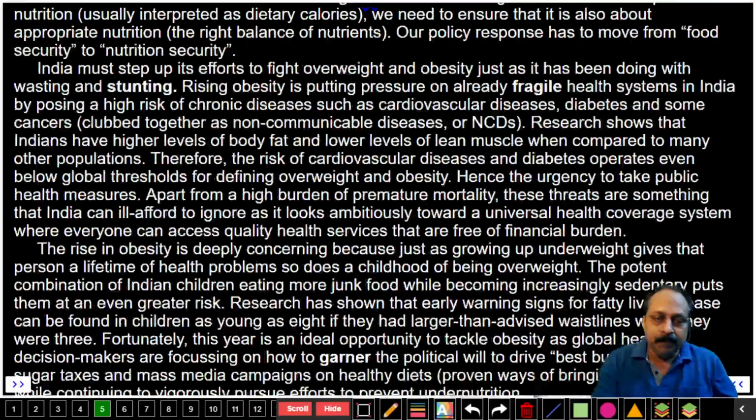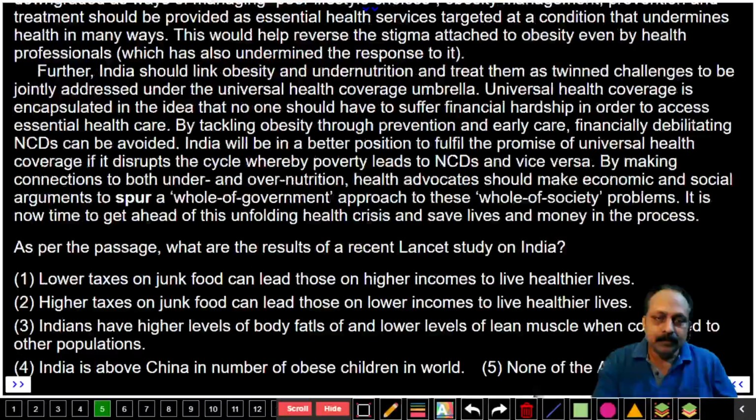Question number 5. As per the passage, what are the results of a recent Lancet study on India? That again mentioned in the passage, Lancet study. It's a bit difficult to locate, but I will try.